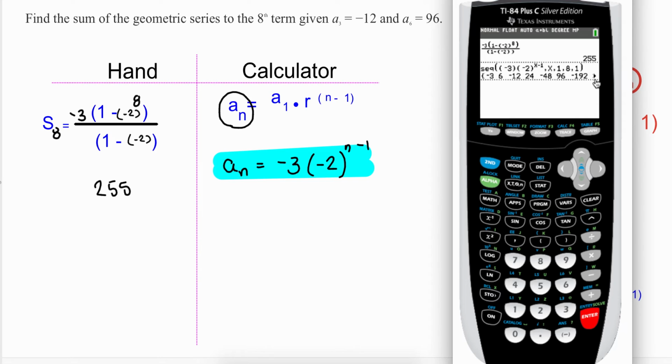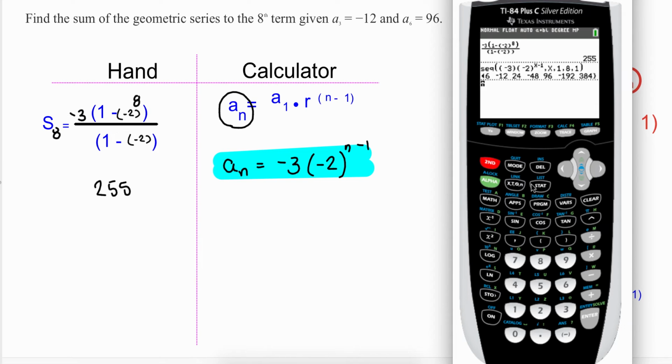And you see this little arrow right here? This is another way to find specific terms. The 8th term is 384, but you still have to generate this sequence in order to do that. So my answer is 255 because I still have one more step.